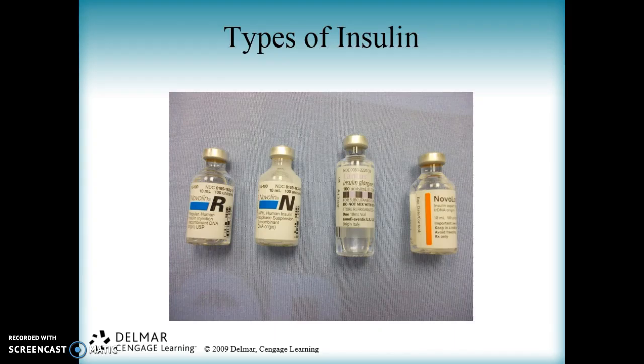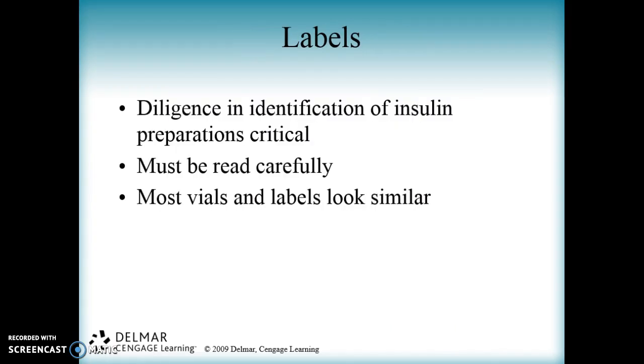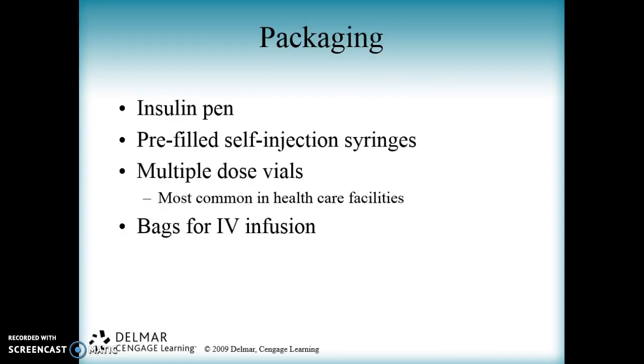One other important thing that you need to notice, especially when you look at the R and the N, is that you have to be very careful when you're looking at the labels. A lot of those vials are going to look very, very similar. Nowadays, we do have some insulins that come in insulin pens. We also have pre-filled self-injection syringes, and then the multiple dose vials, which is what we just looked at in those pictures. And then there are bags for infusion.